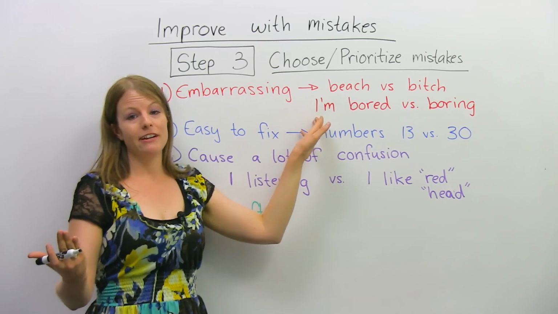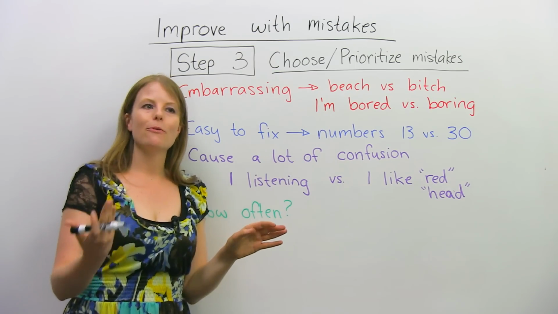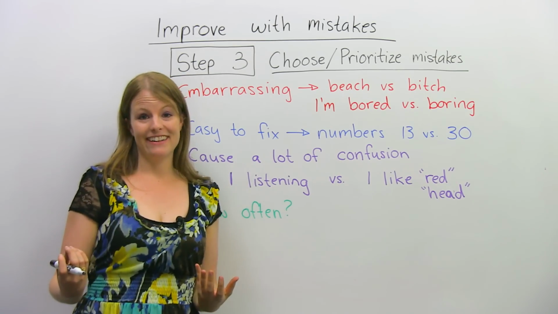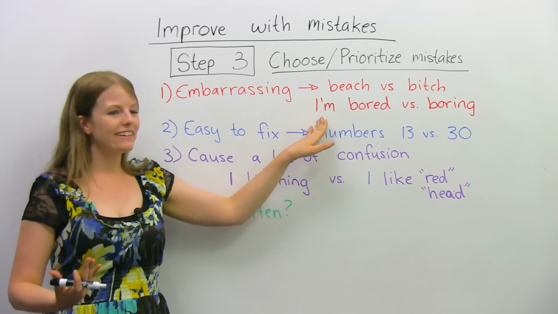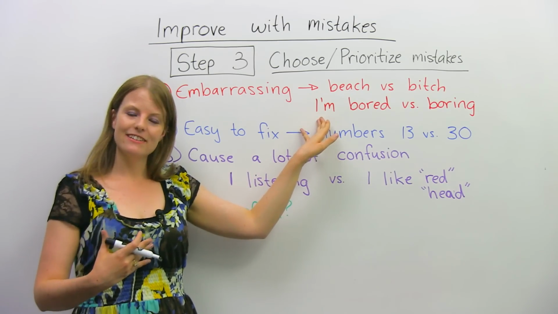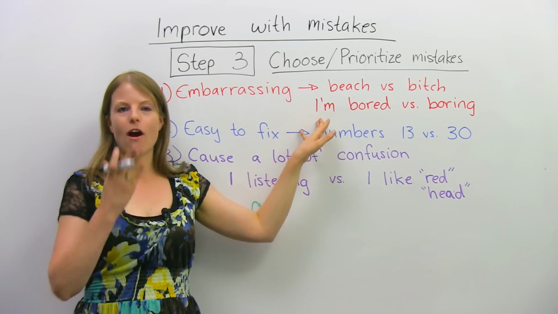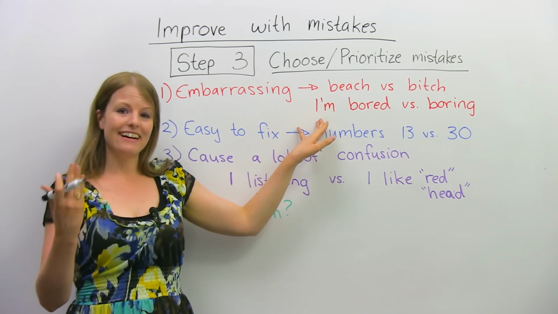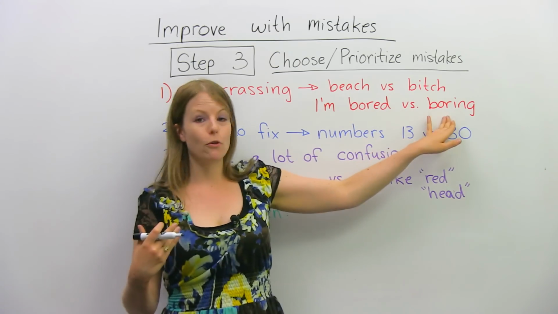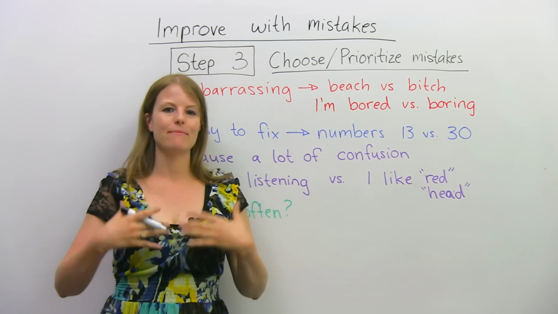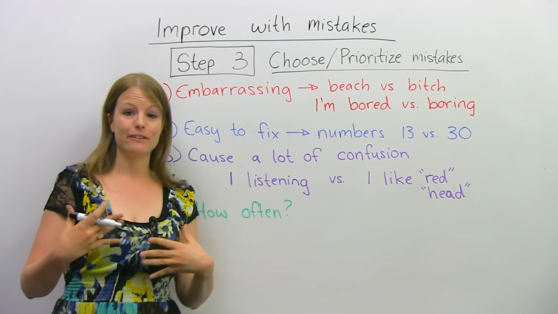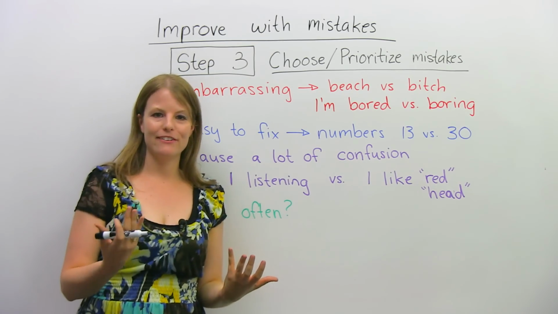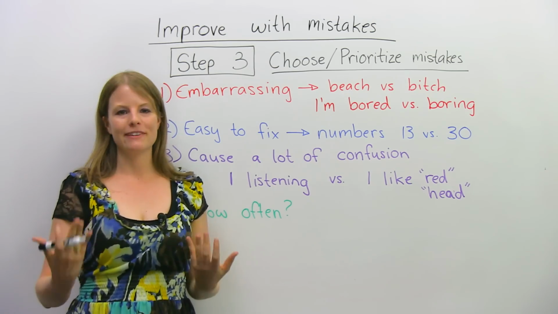Another example of an embarrassing mistake, I remember when I was in Quebec learning French, I made this mistake and I was embarrassed. I wanted to say I'm bored, which means, I'm feeling bored right now. But instead I said I'm boring, which makes it look like I'm a boring person. So I insulted myself by mistake and everybody laughed. So look for when people laugh at what you say. Anything embarrassing, those are the mistakes you really want to fix.